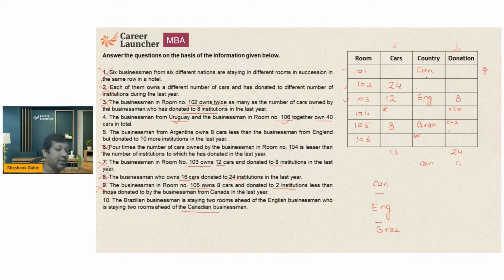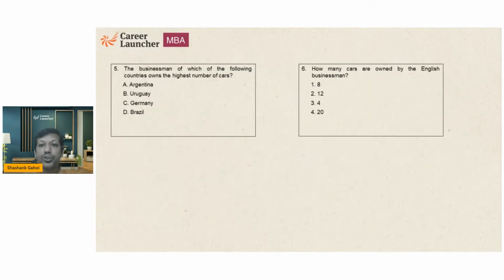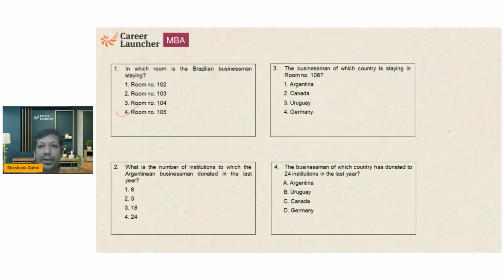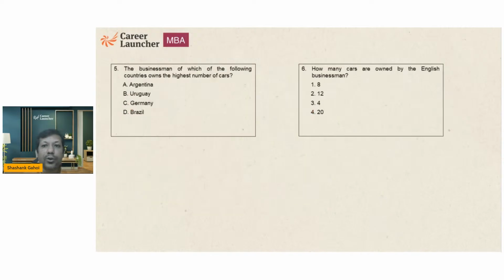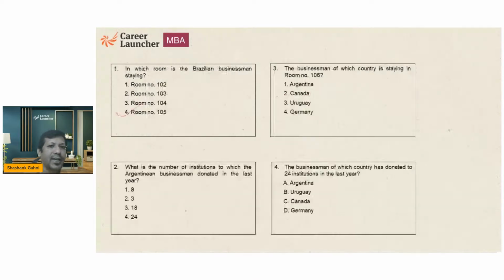Okay. So this is what I have got so far. And I think I also got one more question. How many cars are owned by the English businessman? And I think English one is 12. So I already got the answers of question number 1 and question number 6 very quickly, very easily. Okay. And who owns the highest number of cars?